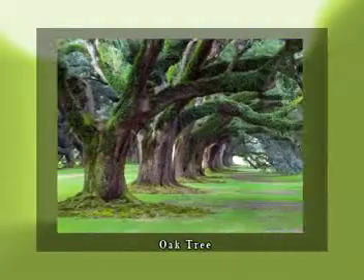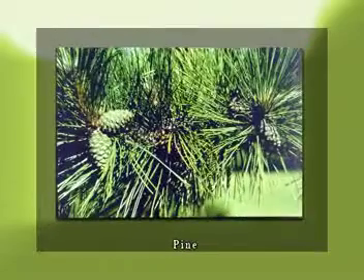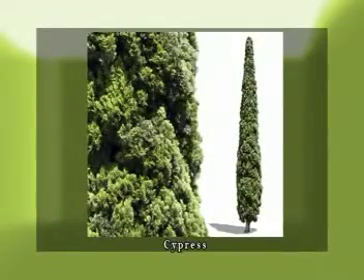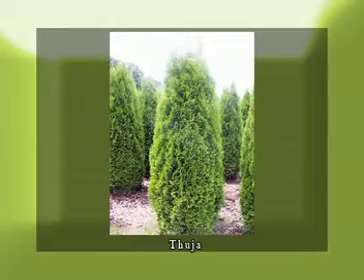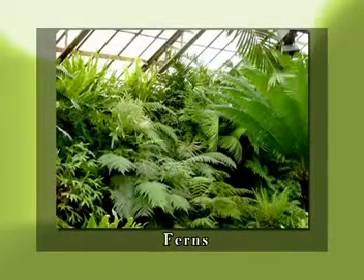The main inclusions in its plant layout are oak, cedar, elm, willows, lilacs, pine, azaleas, cypress, thuja, redwood, fern, etc. Some of the famous publications of this garden include Flora of British India, Index Kewensis, and Kew Bulletin.